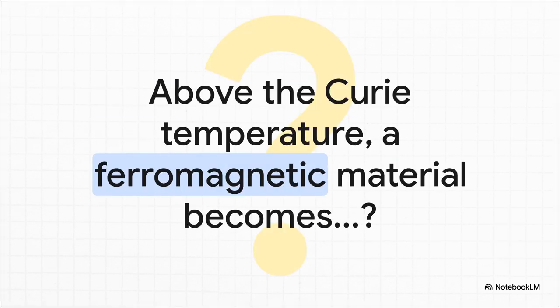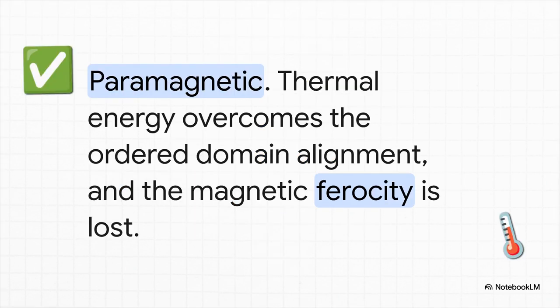So let's put that to the test. Here's a classic question you might see. If you take a ferromagnetic material and heat it above its Curie temperature, what does it become? Think about it. What does all that heat energy do to the material? And the answer is paramagnetic. That's right, you heat it up past that Curie point, and all that thermal energy just scrambles the magnetic domains. All that ferocity we talked about gets lost to the heat, and the material calms down and starts acting just like a simple paramagnetic one.